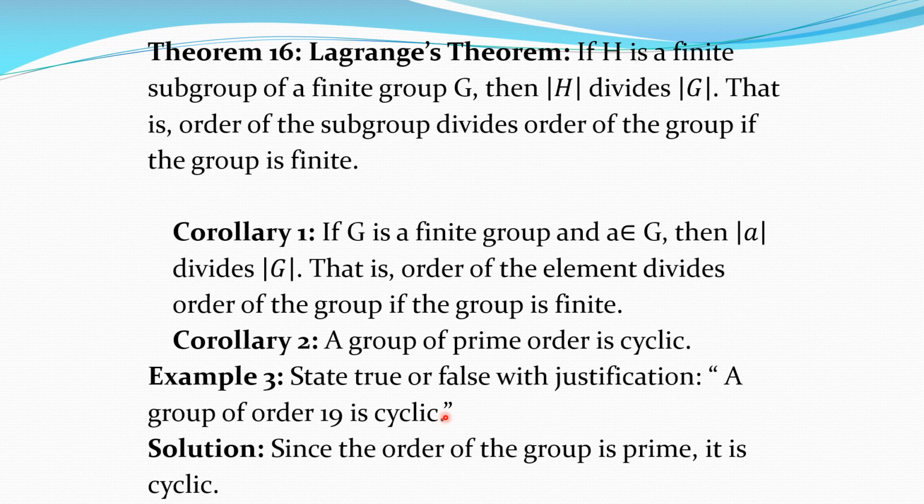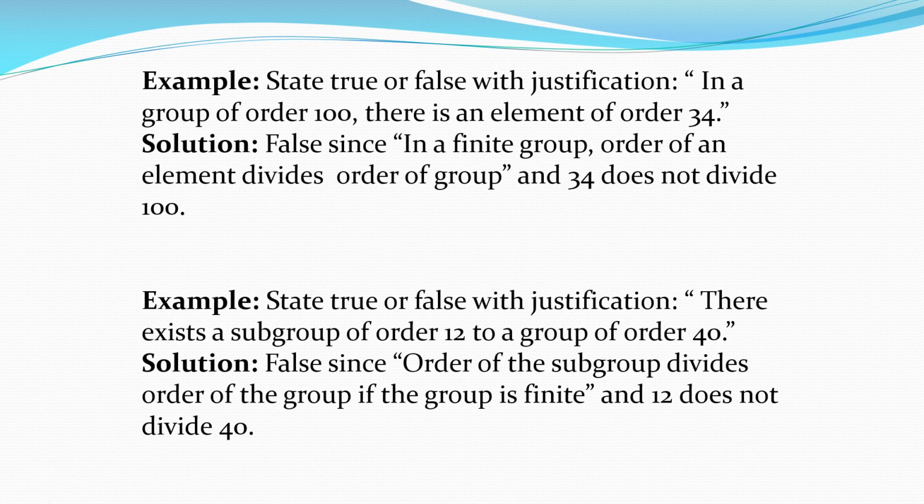State true or false with justification. A group of order 19 is cyclic. See the order of the group. It is 19. So 19 is a prime number, which means definitely by using corollary 2, that group is a cyclic group. So even though we don't know what that group is, just by checking the order of the group, we can say that it is a cyclic group.